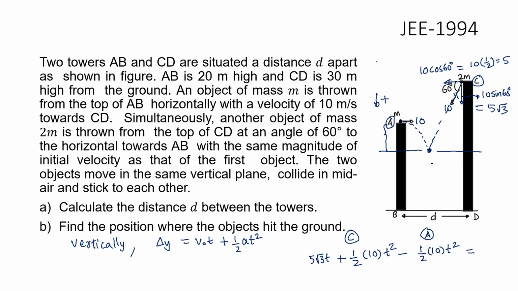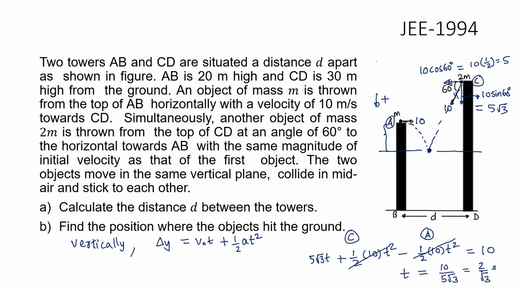So CD is 30 meters and then AB is 20 meters tall. So the difference in heights is 10. Okay, so from here we get the time taken for the collision as 10 by 5 root 3. Okay, so these will cancel out. So we get the time for collision is 2 by root 3 seconds.